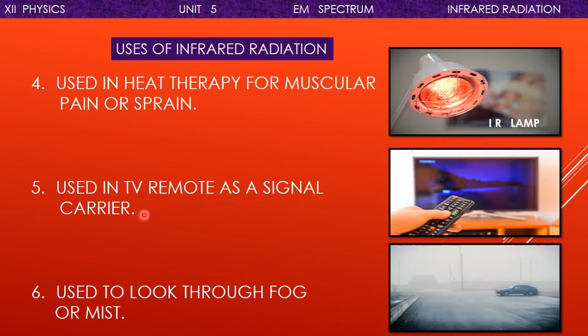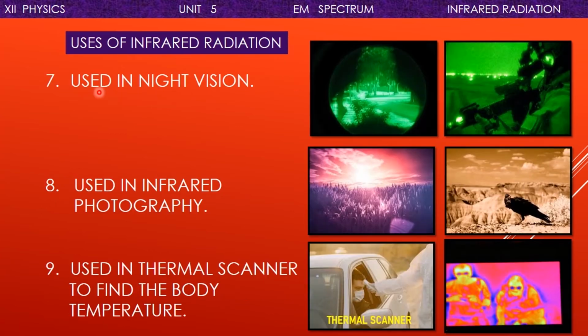Infrared rays are used in TV remote as a signal carrier. Infrared cameras are used to look through fog or mist. Infrared cameras are used in night vision. They are used in infrared photography. Infrared rays are used in thermal scanner to find the body temperature.